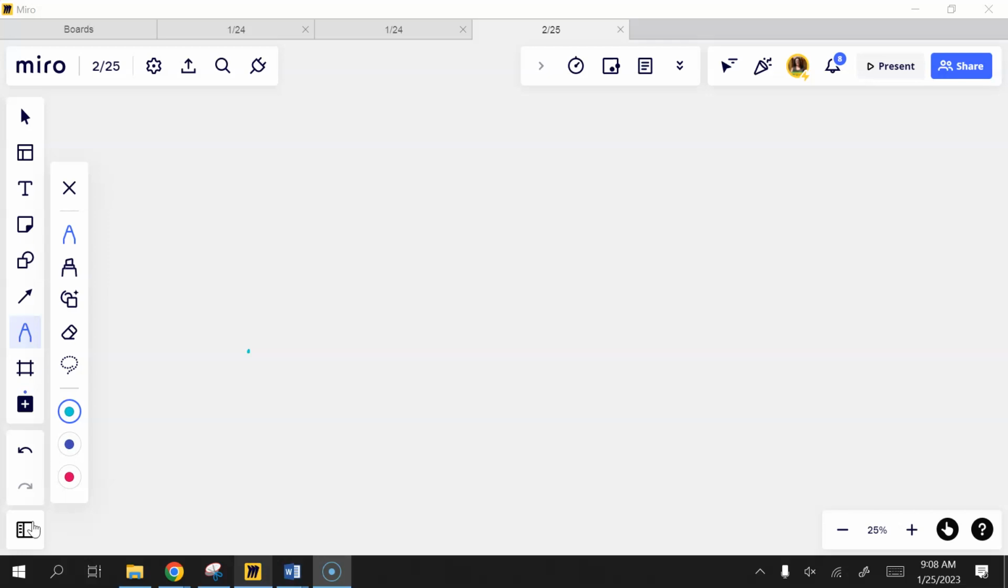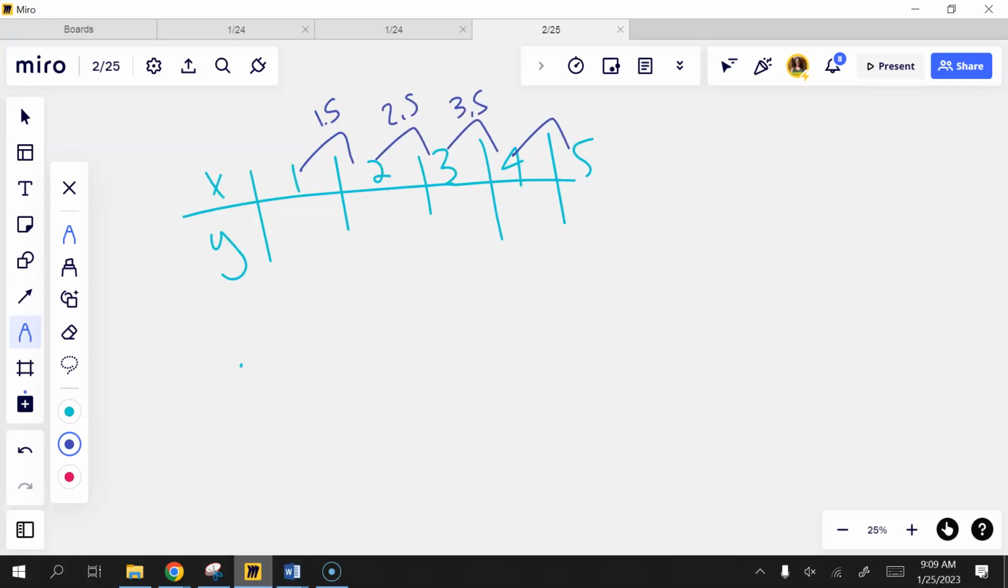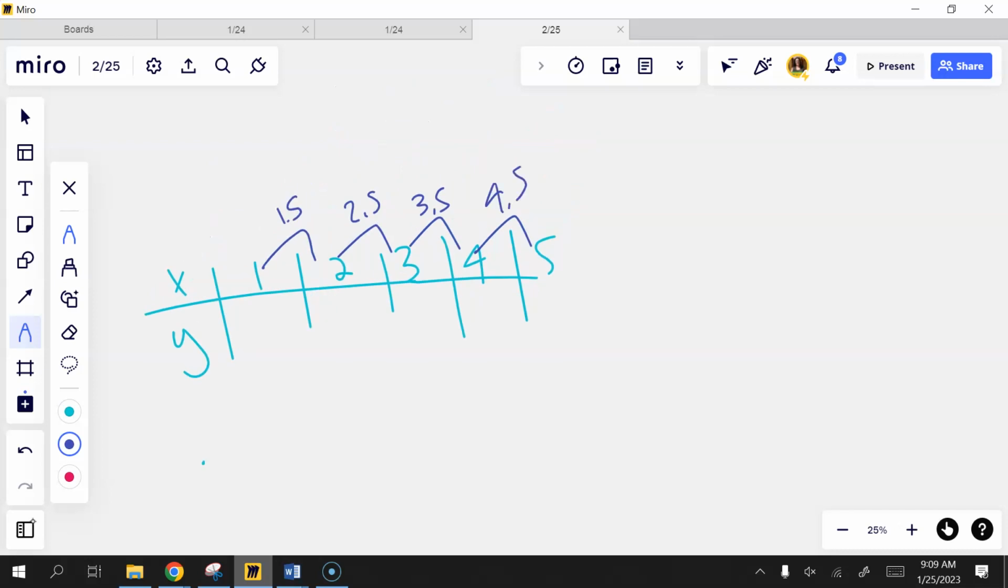So it said four rectangles, find the midpoint. So here's what I did. I set up my XY, and I went from 1, 2, 3, 4, 5, because my width is going to be 1, right? But I need the midpoint. I don't need the 1 and the 2. So I just went in between, and I said 1.5, 2.5, 3.5, and 4.5. That'll give me exactly in the middle, right?